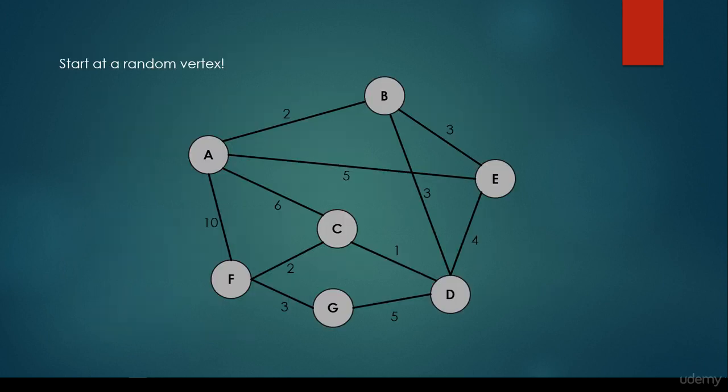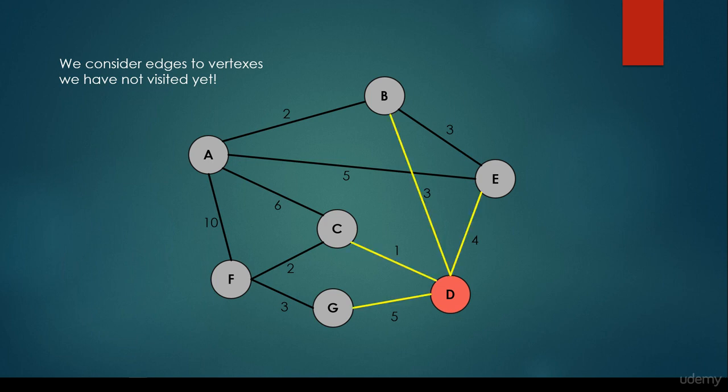So let's consider this graph again. We start at a random vertex, for example the vertex D, and we consider all its neighbors, so basically all the edges. Because we haven't visited G, C, B, and E, these edges are going to be pushed to the heap. So we will have the edge DG, which means that the starting vertex is D, the target vertex is G, and the edge weight is 5. We have DC 1, what does it mean? That the starting vertex is D, the target vertex is C, and the edge weight is 1. Then we have the edge from D to B, and from D to E.